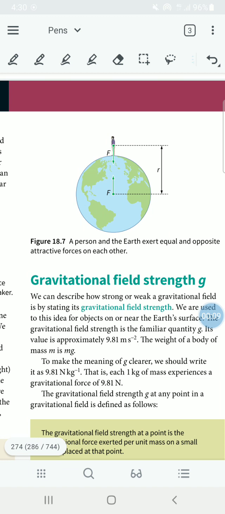So now in this figure 18.7 you can see a man on top of the earth. So why doesn't he sink into the earth or get thrown out of the earth? That is because the attraction to the center of the earth that is created on the man is cancelled out by the force that he exerts on the earth. So that is the reason why he does not sink into the earth.